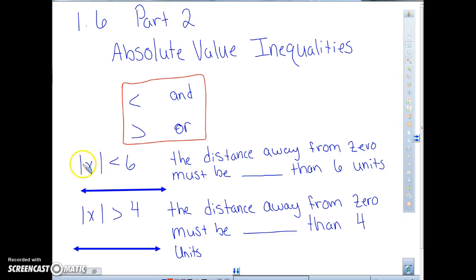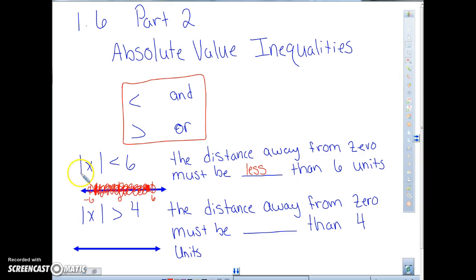So right now we have the absolute value of x is less than 6. What this means is the distance away from 0, because remember absolute value means distance away from 0, must be less than 6 units away. So if we're going to graph that, we have 0 here, we have positive 6 and we have negative 6, both with open circles in this case, and we want the distance away from 0 to be less than 6. Well, that means all of this would fall into that category. The distance away from 0 has to be less than 6 units away.